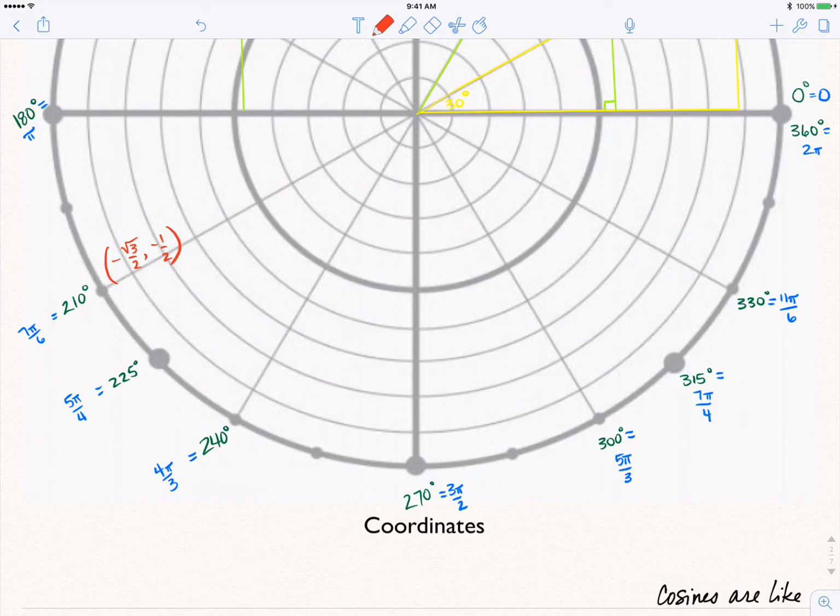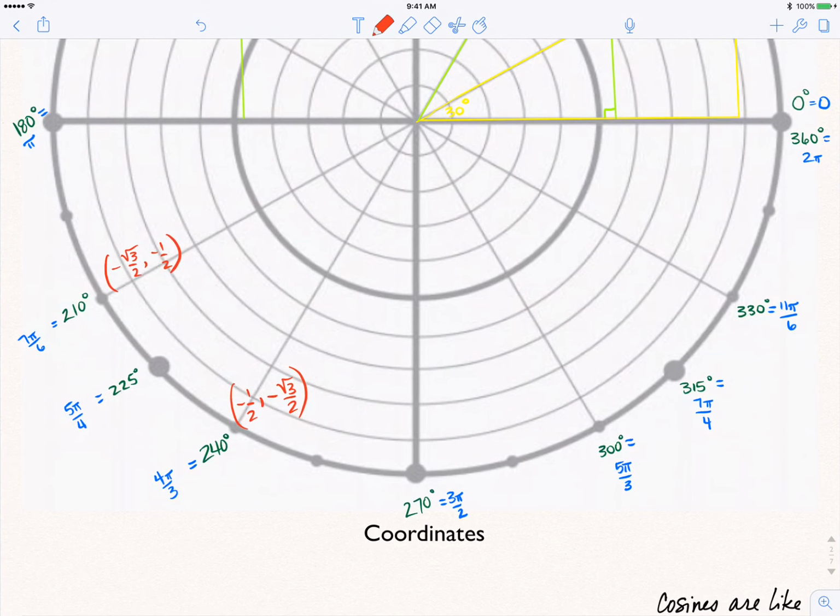The next spoke at 240, you have a short left, you have a down long. Short left, down long. Short left is going to be a negative 1/2. Down long, negative root 3 over 2.